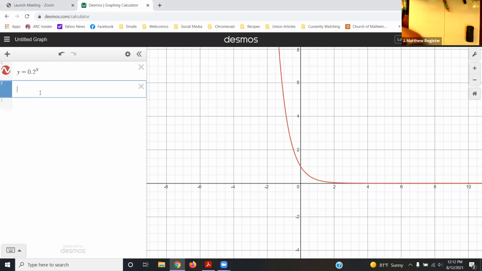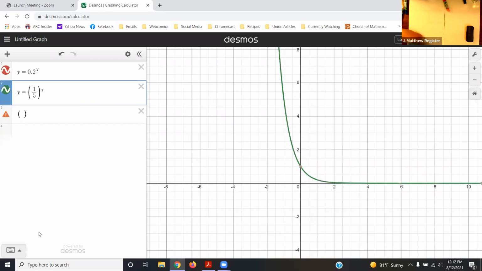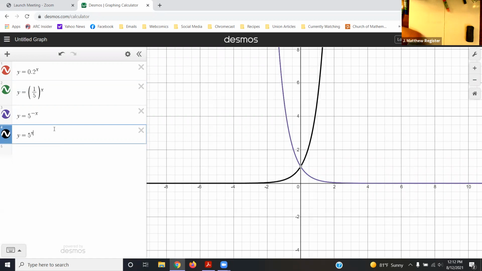Well, the reason is that this is the same as 1/5, to the x. But 1/5 to the x is the same as 5 to the negative x. And so all three of these functions are the exact same. But notice that this 5 to the negative x is really just going to be the same as the 5 to the x, but with the flip across the y-axis.